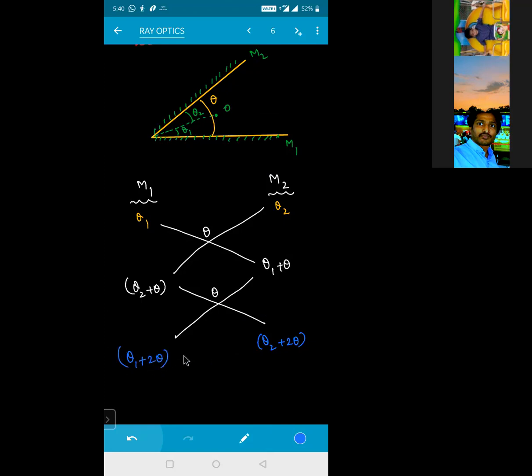Sir, can you explain once again? See here, theta 1 plus theta: this one is the first image because of the mirror M2. Theta 2 plus theta. Again you take the theta in the middle. The third image will be theta 2 plus theta plus theta, that is theta 2 plus 2 theta. Then theta 1 plus theta plus theta will be theta 1 plus 2 theta.